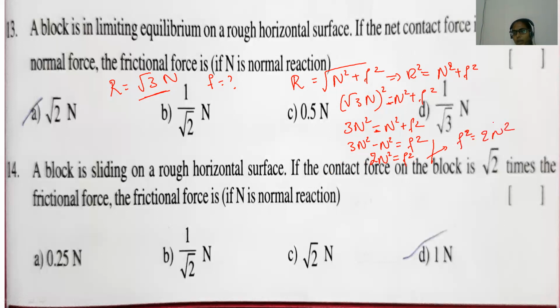Take this square to the left-hand side, it becomes root 2. Root 2 into N. Understood? Root of this 2 is root 2, and root of this we can take as N. So root 2N is the answer. So, option A. Clear, children?